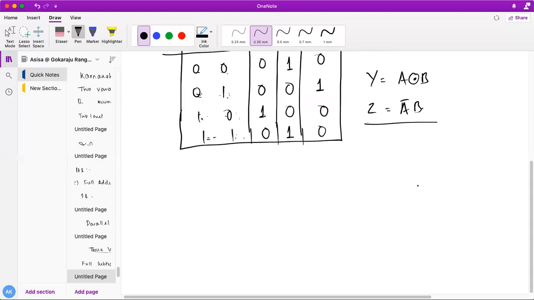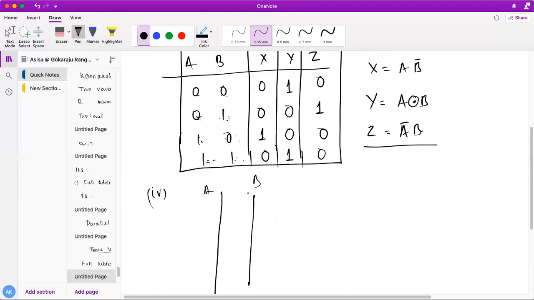Now I can easily implement these logic expressions in a very simple way. You just need different logic gates to implement this. See here, this is my A, and this is my B. If it is X, X is what? A and B bar. B bar is nothing else, very simple. I just perform it like this. So this is my X, which gives me A greater than B.